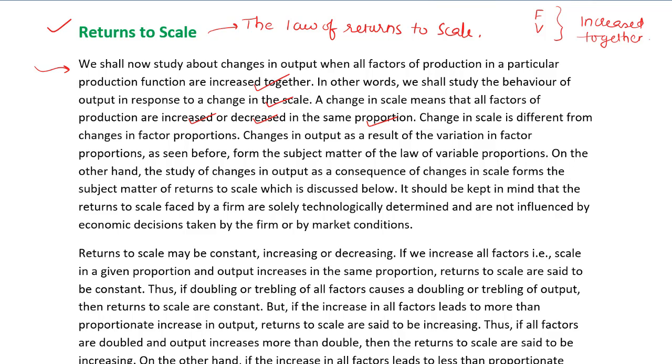Change in scale is different from changes in factor proportion. Changes in the output as a result of variation in factor proportion, land and labor, as seen before, form the subject matter of the law of variable proportions. On the other hand, the study of changes in the output as a consequence of changes in scale forms the subject matter of returns to scale, which is discussed below. It should be kept in mind that the returns to scale faced by the firm is solely technologically determined and not influenced by economic decisions taken by the firm or by market conditions.